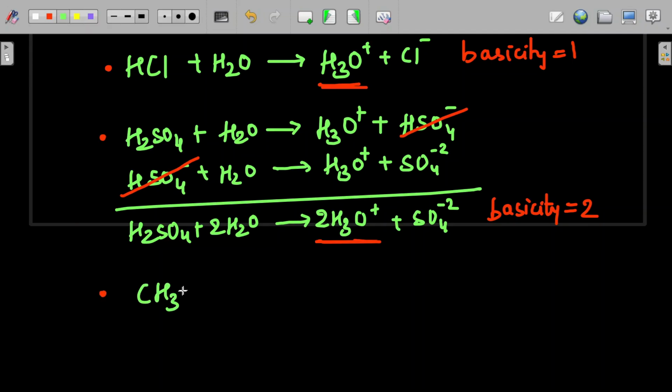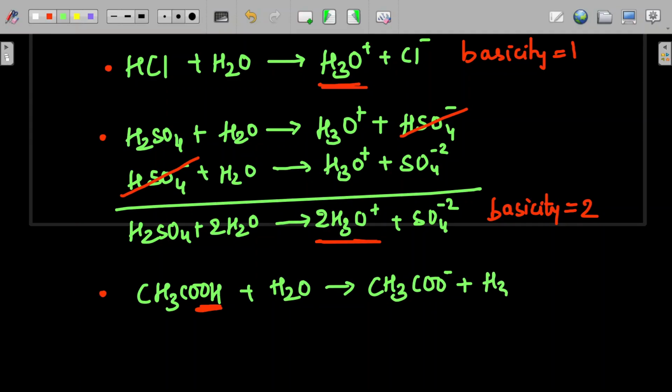Example, CH3COOH. In this you can see H3 plus 1 H, 4 hydrogen atoms, but all of them will not ionize. Only the H which is attached to oxygen will ionize. The H attached to carbon will not ionize. So what will it form? It will form acetate, CH3COO minus anion, plus H and H2O will give you one hydronium ion.